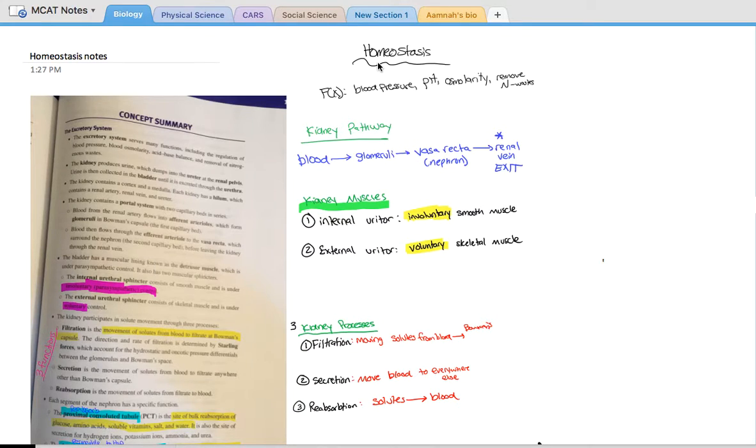So the whole function of the excretory system is to maintain homeostasis, which basically means to maintain balance of blood pressure, pH, osmolarity, and remove the nitrogenous waste from the body. Typically, the kidney pathway will go, stuff will come from the blood to the glomerulus and Bowman's capsule, where high pressure will get all the basically nitrogenous waste and water through the pores, and any of the good stuff will leave through the vasa recta and then renal vein.